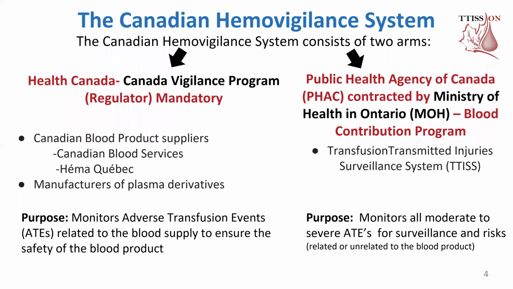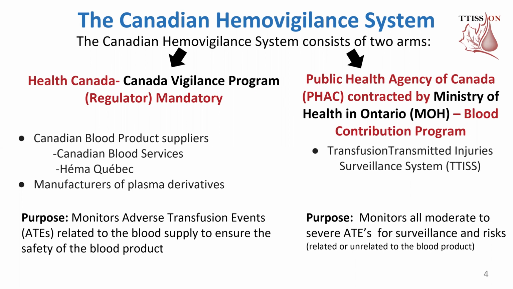The Canadian Hemovigilance System consists of two arms. A mandatory reporting arm regulated by the Health Canada Vigilance Program, which regulates Canadian blood product suppliers, including Canadian Blood Services and Hema-Quebec, and manufacturers of plasma derivatives or plasma protein products. Their purpose is to monitor adverse transfusion events that are related to the quality of the blood supply, to ensure the safety of the blood product.